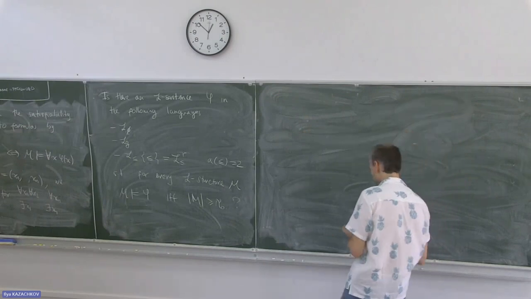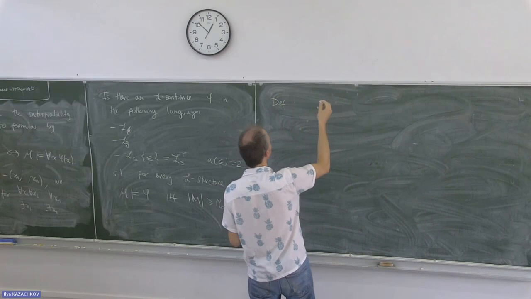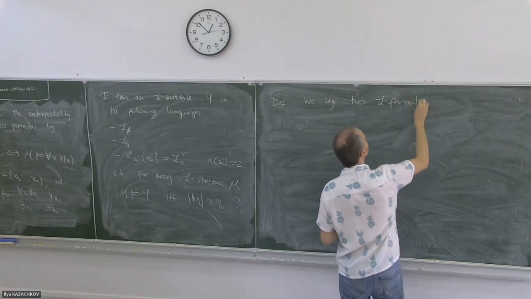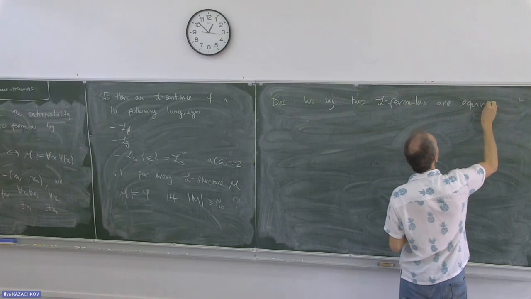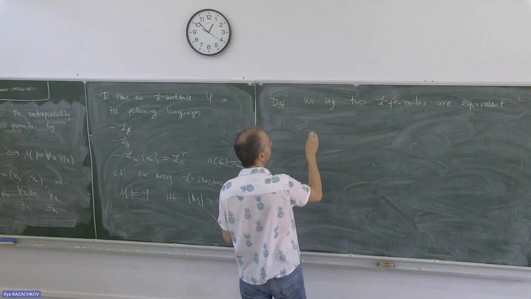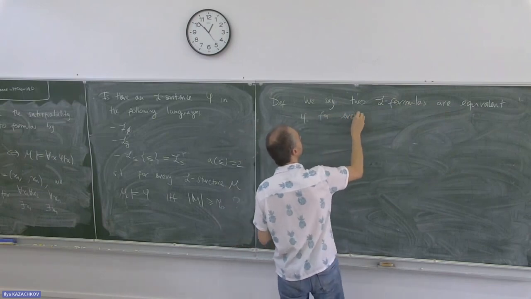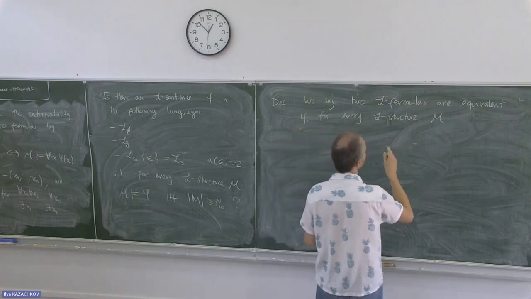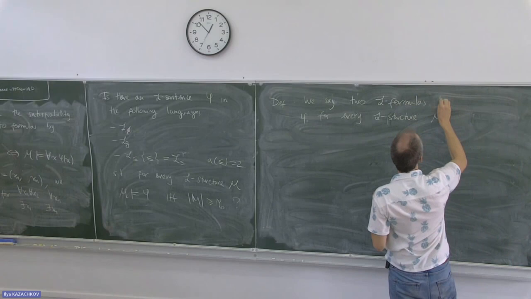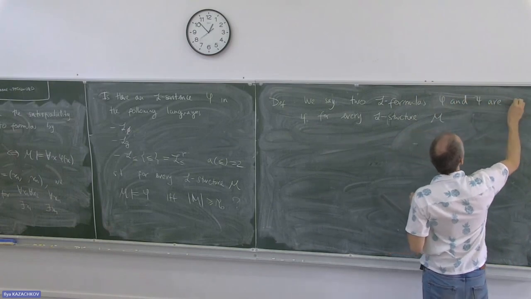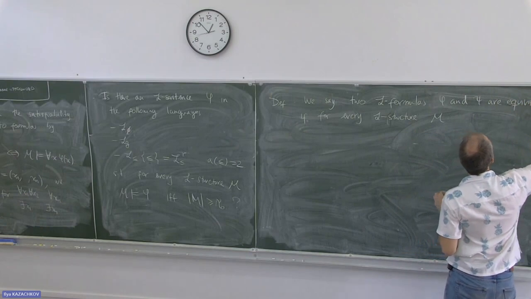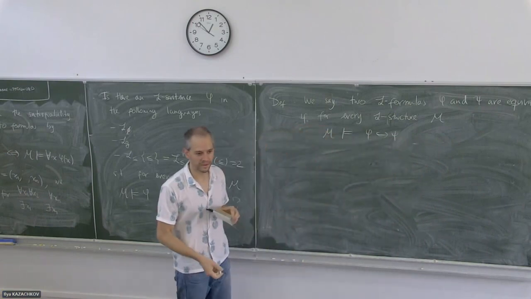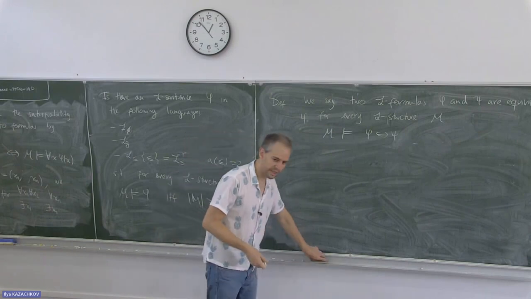Right. So this is the definition of equivalence. We say two L formulas phi and psi are equivalent if for every structure M, M satisfies phi if and only if M satisfies this new formula psi.